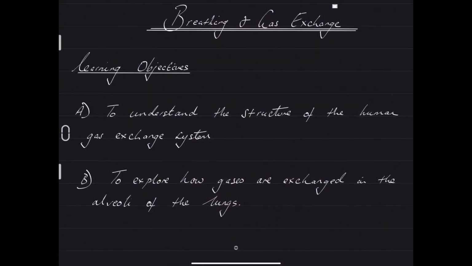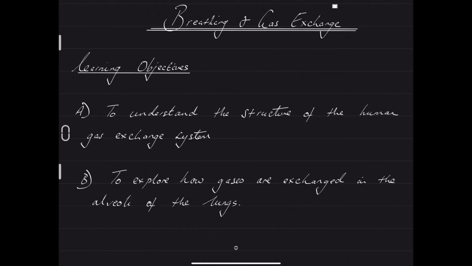Today we're going to be looking at breathing and gas exchange. So we've looked to date at how the blood vessels are constructed, the various types of blood vessels. We've looked at the flow of blood in the blood vessels and how it can be different depending on the type of vessel that we're looking at. We've looked at the structure of the heart and the circulatory system. Now we're going to move on to how respiration takes place and specifically the breathing process and gas exchange.